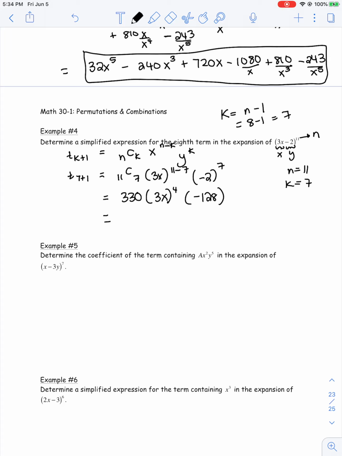And now we need to multiply these values together. So I'm going to put in my calculator 330 times 3 to the power of 4, which is 81, times -128. And that gives me my coefficient for that 8th term.